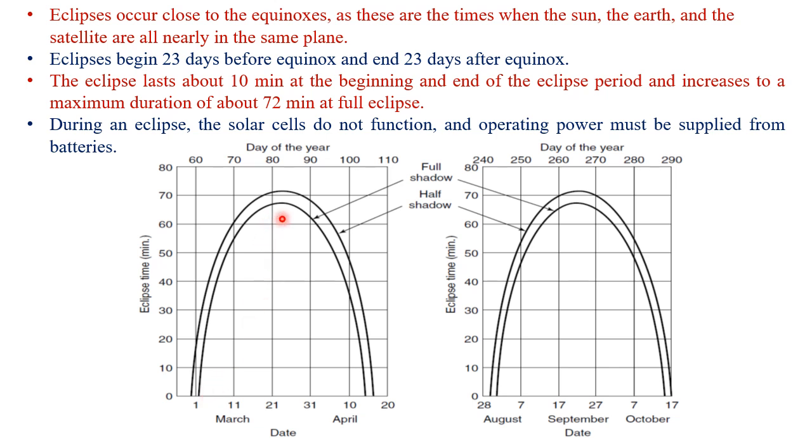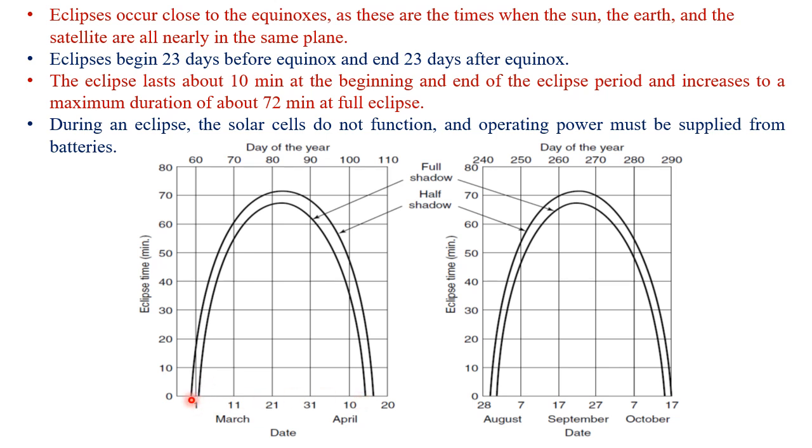Now, since Earth is an extended body and Sun is also an extended body, there are two kinds of shadow region. One is the half shadow or partial shadow, another is the complete shadow. As you can see, starting from nearly 1st March, the satellite will begin to enter inside the shadow region of Earth and it will continue up to say 13th of April.